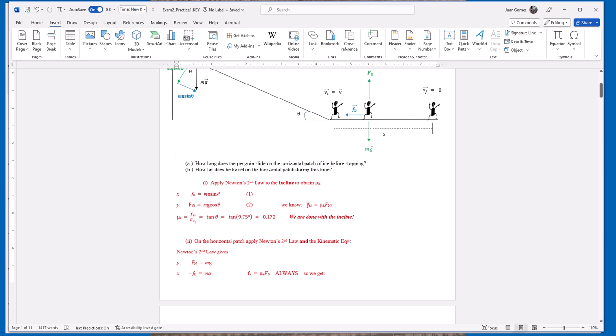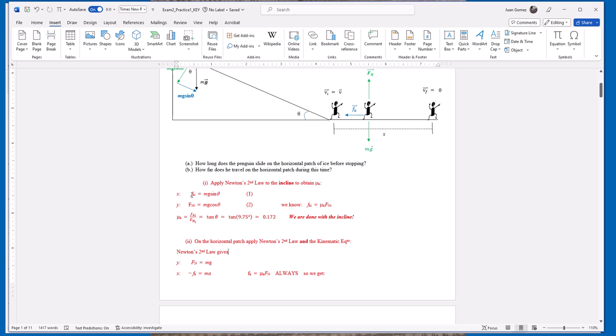Now remember, in general, we know that Fki is mu k Fni, or again, coefficient of friction is friction force divided by normal force. So the coefficient mu k is Fki divided by Fni. Well, so I'm taking equation 1 and dividing it by equation 2. So on the left-hand side, I have Fki divided by Fni. That's my mu k.